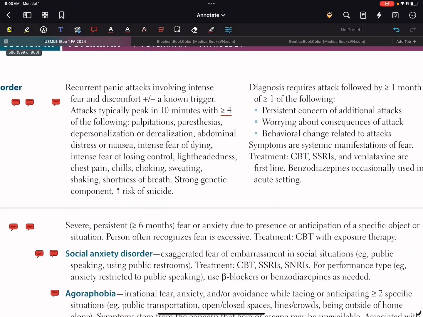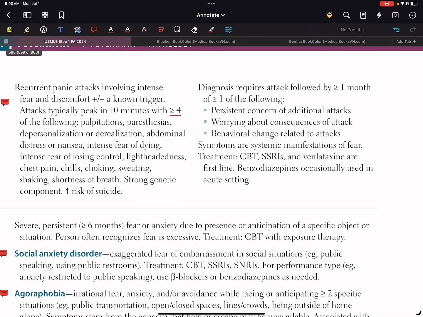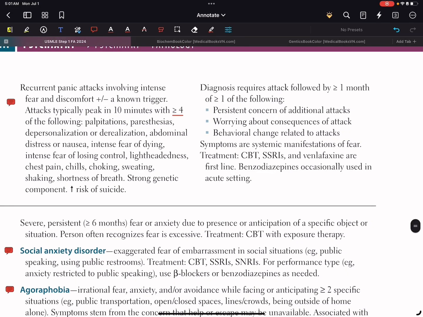Strong genetic component, increases risk of suicide. Diagnosis requires an attack followed by more than 1 month of one or more of the following: persistent concern of additional attacks, worrying about consequences of the attack, behavioral change related to the attack. Symptoms are systemic manifestations of fear. Treatment: CBT and SSRI are first line. Benzodiazepines are occasionally used in acute settings.